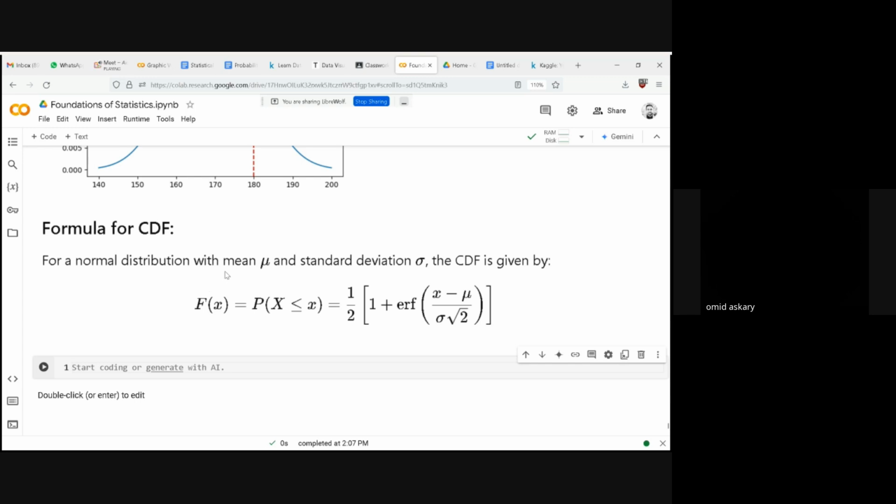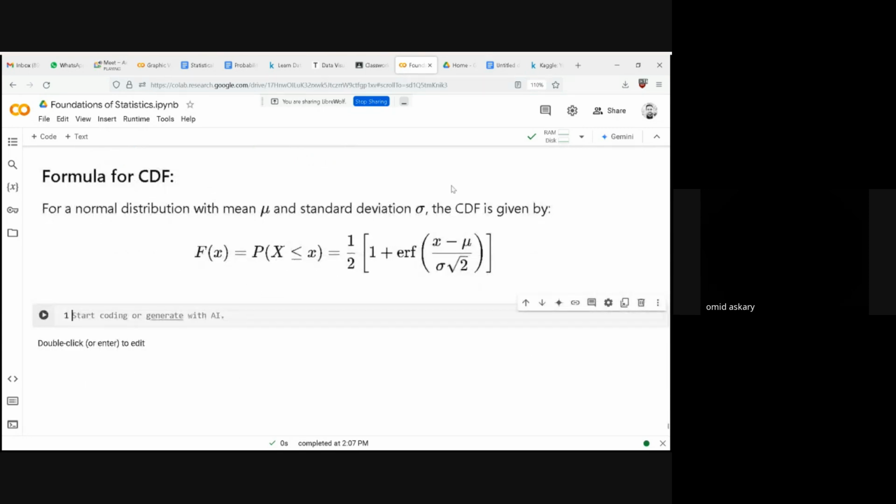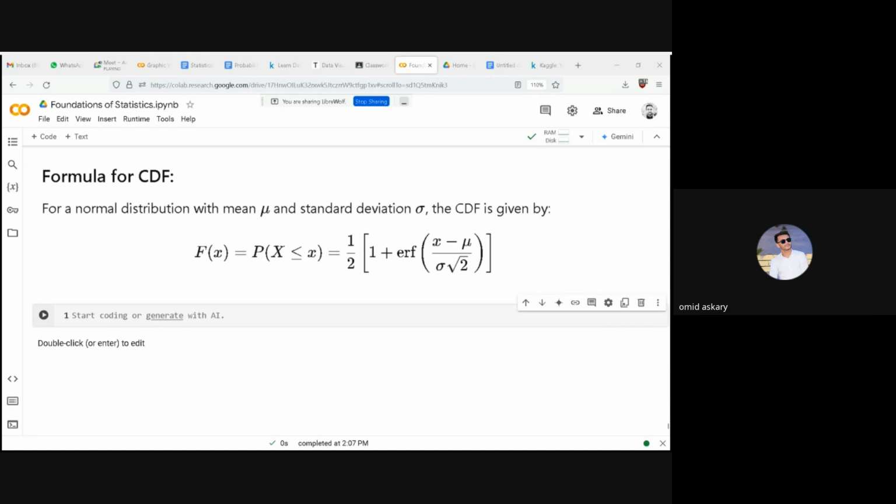Normal distribution with mean mu and standard deviation sigma. The CDF is given by, for example, this formula, which is totally new and different from the other. The x is the value for which we want to calculate the cumulative probability. The mu is the mean of the distribution, the sigma is the standard deviation of the distribution, and erf(z) is the error function.